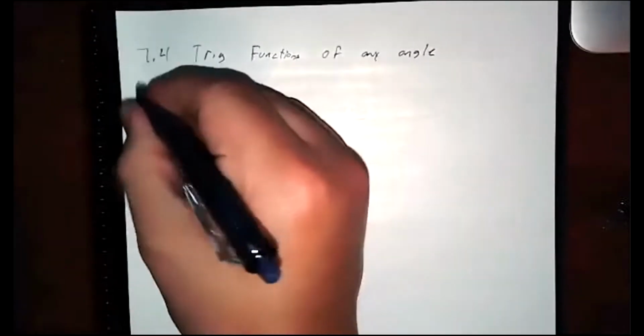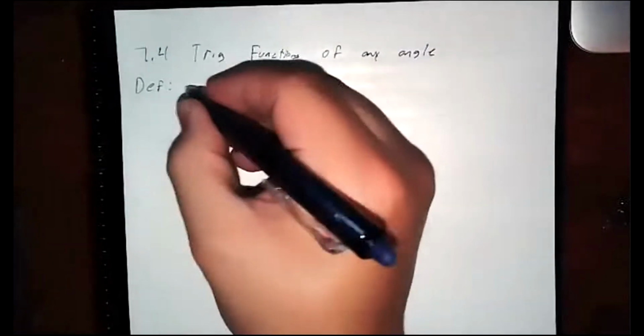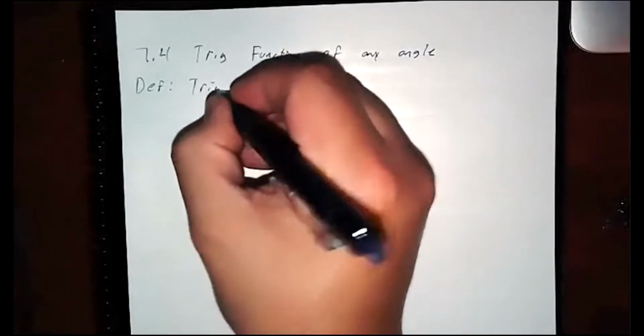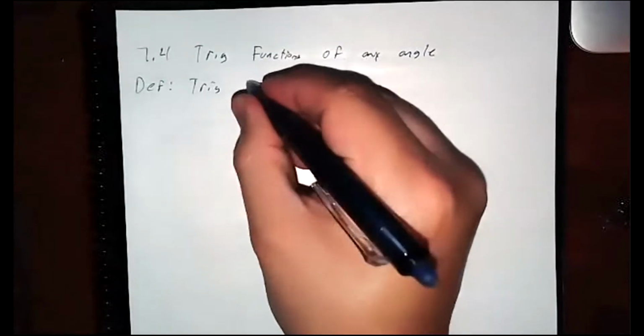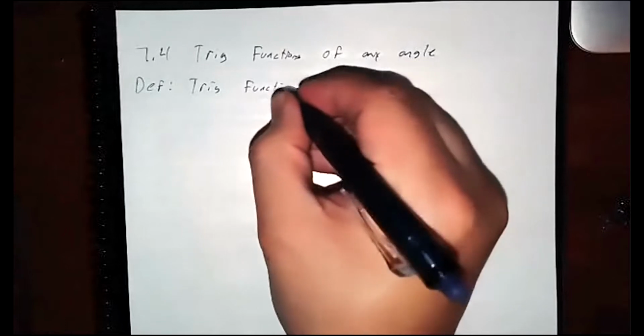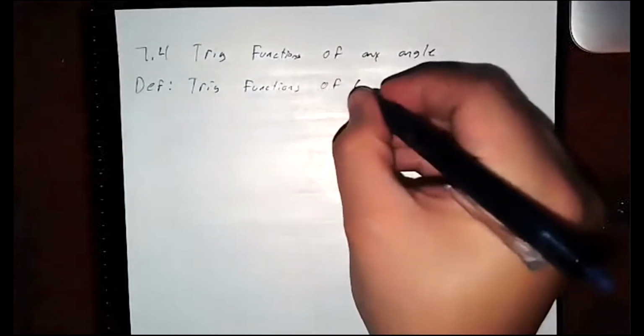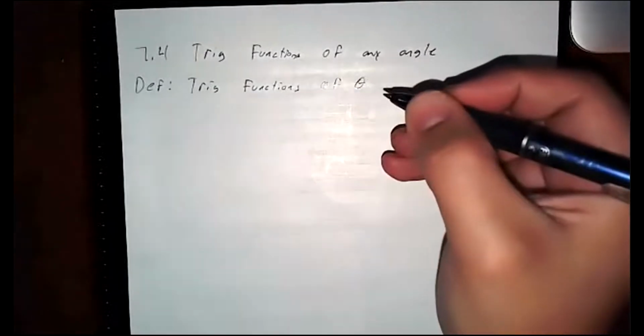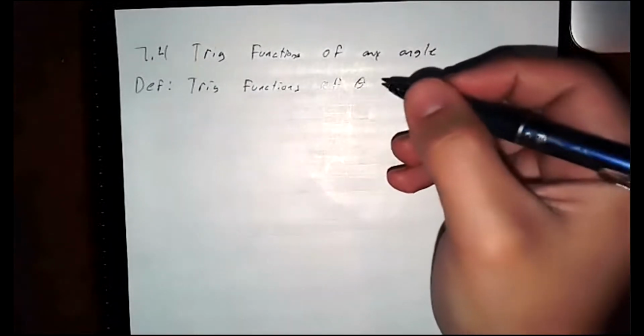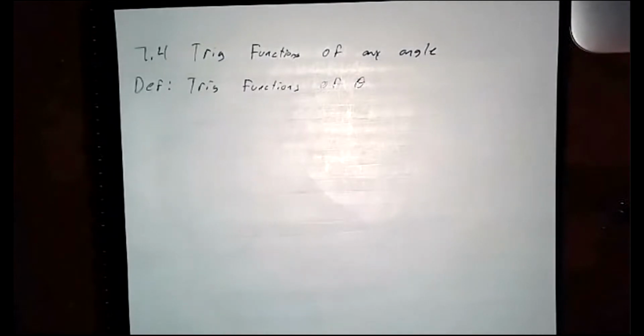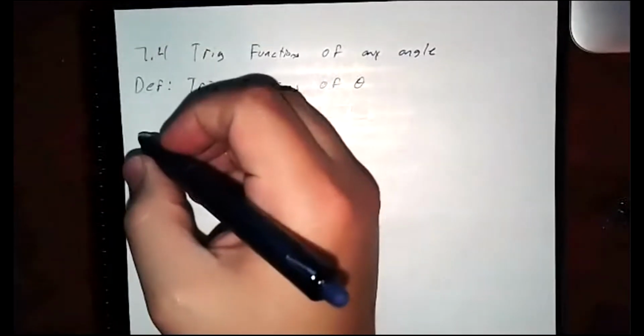So first definition, trig functions of theta. So this would be a more general definition for sine, cosine, tangent, etc. It'll be because the other ones have been for a unit circle. So r was always assumed to be 1.